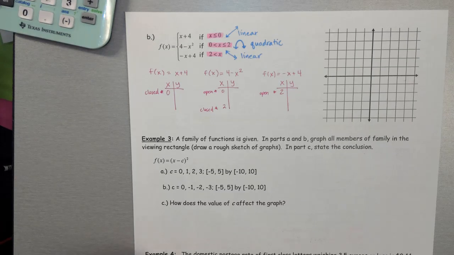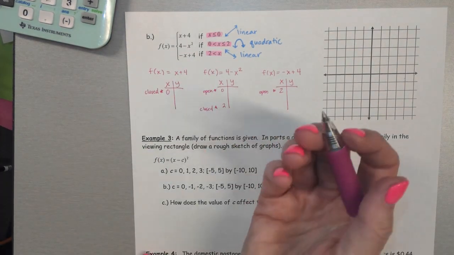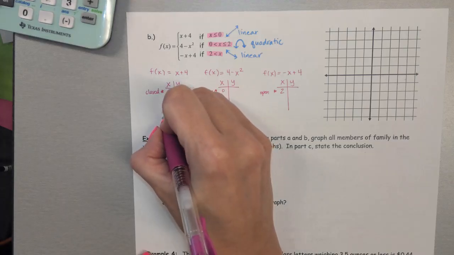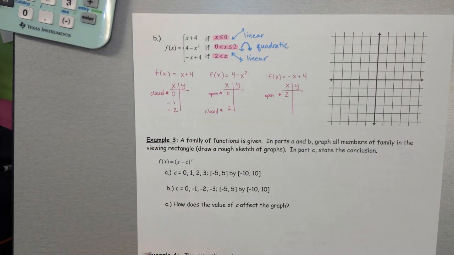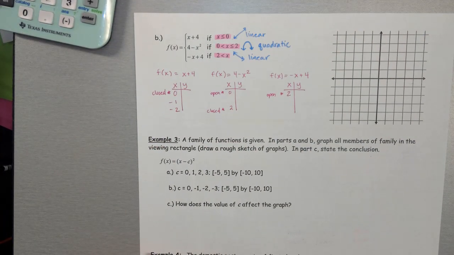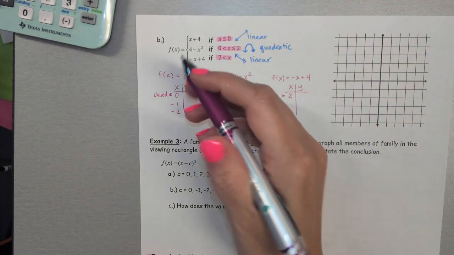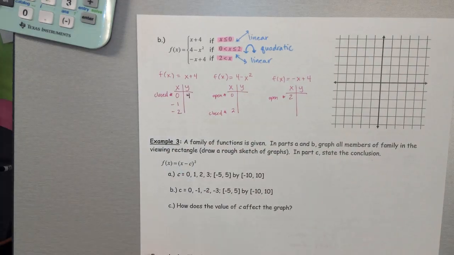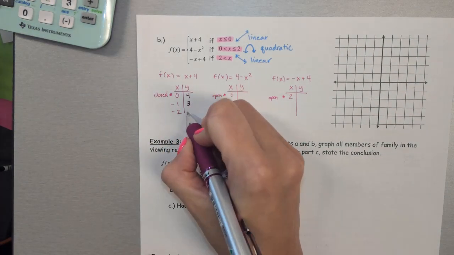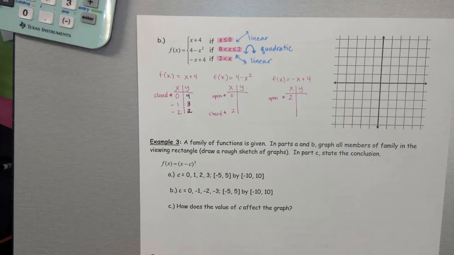Okay, so we're going to follow the interval. If it's less than or equal to 0, then I would plug in like -1 and -2. So when I plug in 0, 0 plus 4 is 4, -1 plus 4 is 3, -2 plus 4 is 2.